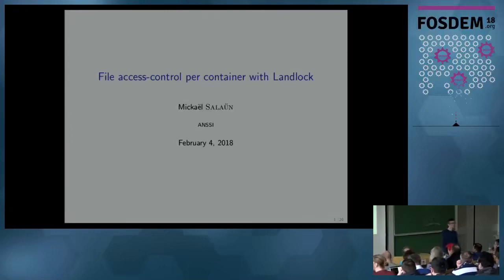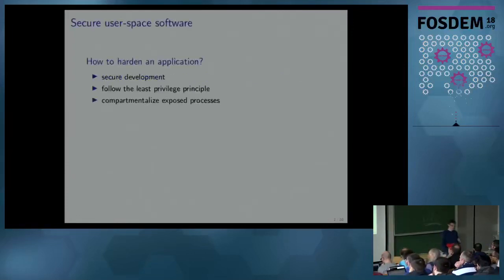A typical attack scenario usually starts by compromising a process or set of processes, and then gaining more privileges, so elevating the attacker's privileges to finally gain access to some sensitive data. Here we are going to try to harden user space to make the attacker's work more difficult. So how do we make something harder?